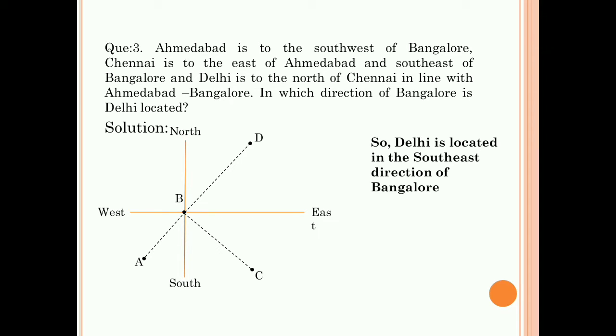And now it is given that Delhi is to the north of Chennai. To the north of Chennai, and in line with Ahmedabad and Bangalore. So from Ahmedabad, Bangalore, we will take a line and extend it. And if we see, since Delhi is to the north of Chennai, it will be above it.